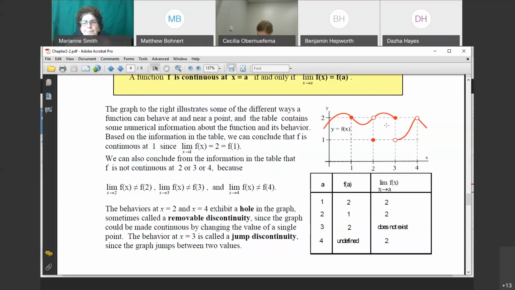Okay? So again, this function is continuous at x equals 1. It has a discontinuity at x equals 2 and another discontinuity at x equals 3. And here's another hole, another discontinuity at x equals 4. Okay? Everybody kind of all right with that? Anybody have any questions about what I mean by continuity?